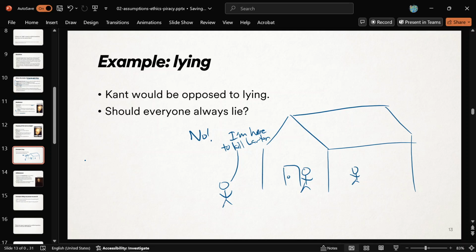If you were my mom, would you lie? Would you say he's on vacation? He's nowhere near here, even though I'm in the house. I'm here to kill Lawton. Where is he? Does that make sense, right? Kantianism would say you should never lie. So if you were a proponent of Kantianism, if you're a Kantianist, you're my mom and she was a Kantianist, she would say, oh yeah, he's in the house.